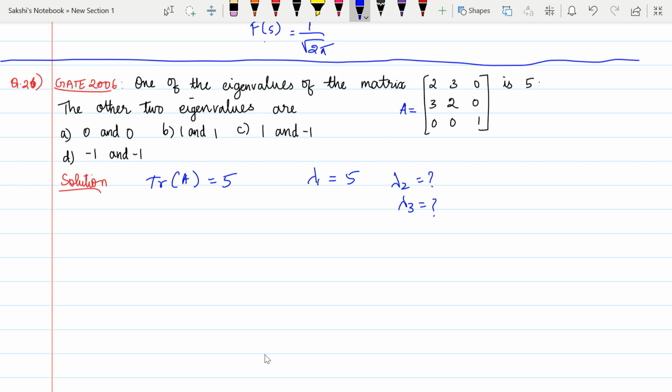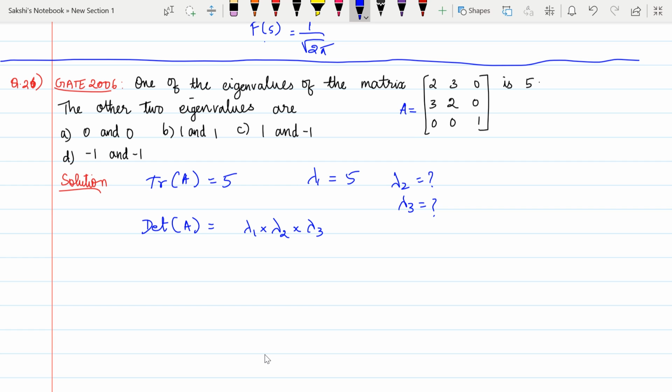If you see, option A satisfies, option C satisfies, right? When you add 5 plus 0, you get 5. And when you add 5 plus 1 minus 1, you get 5. So this property does not help us over here. So we are going to go for the second property of matrices, wherein the determinant of A will be equal to lambda 1 into lambda 2 into lambda 3.